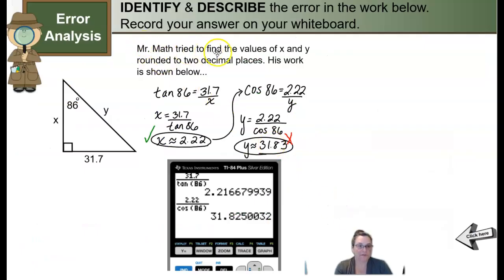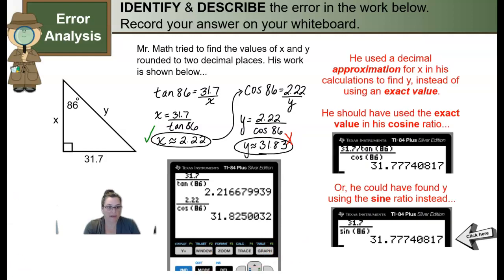Okay, so Mr. Math tried to find the values of x and y in this sketch, rounded to 2 decimal places, and his work is shown below. I'd like you to pause the video, analyze the work, and see if you can find what error Mr. Math made, because the side y is not approximately 31.83. So go ahead and try that on your own, and when you're ready to go over it, resume the video.